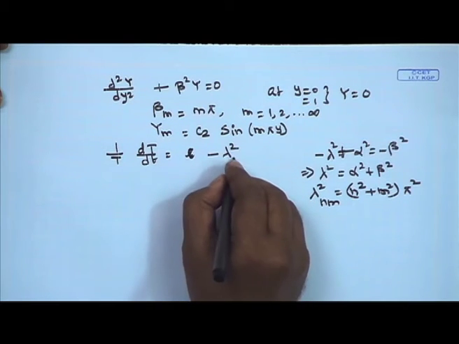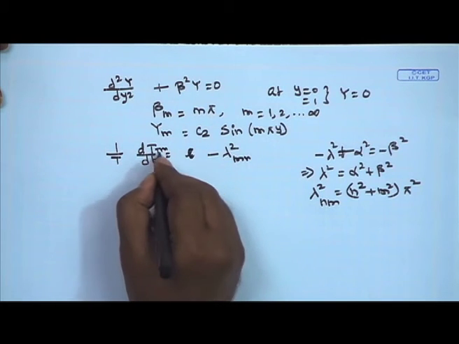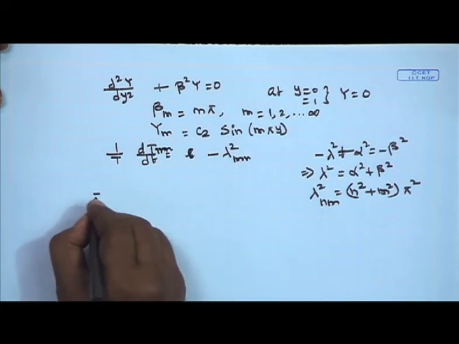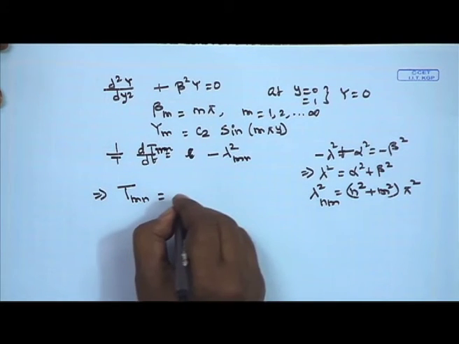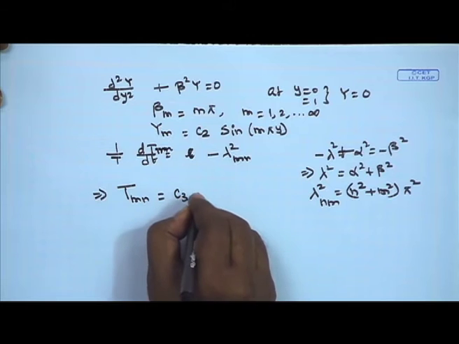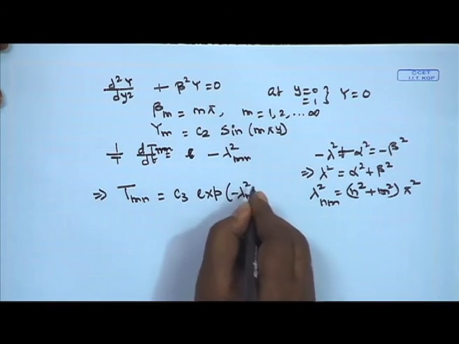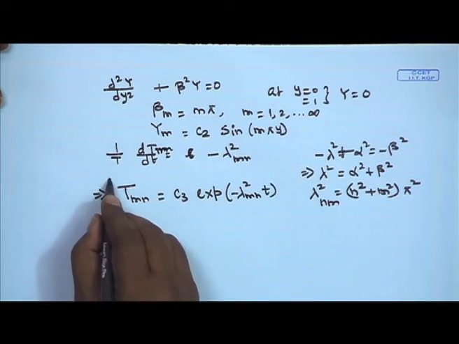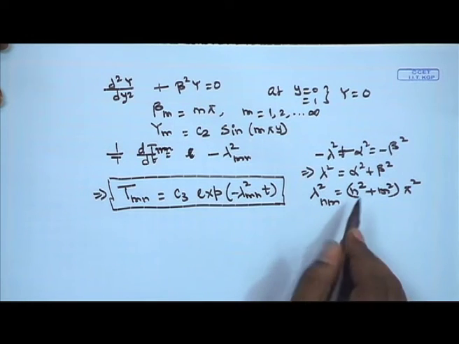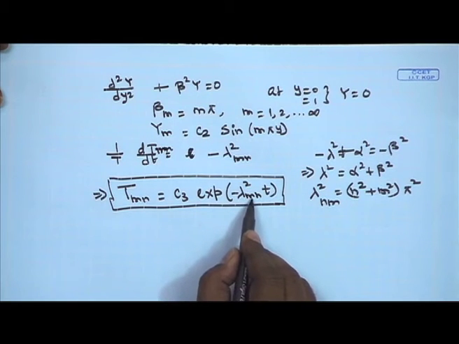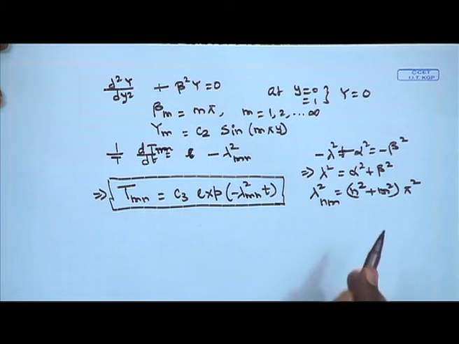So, I write lambda mn here, and this will be T mn. Therefore, the solution of T mn will be nothing but another constant, let us say C3, exponential minus lambda mn square t. So, this is the solution of the time varying part, where the constant lambda mn square can be written as m square plus n square into pi square.